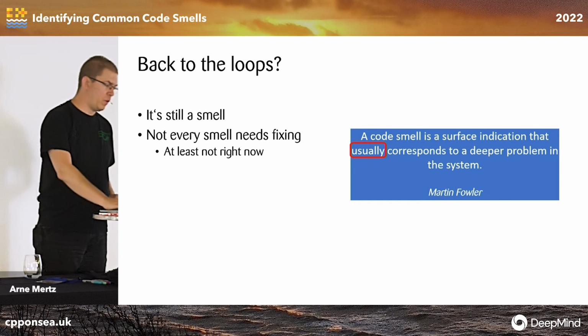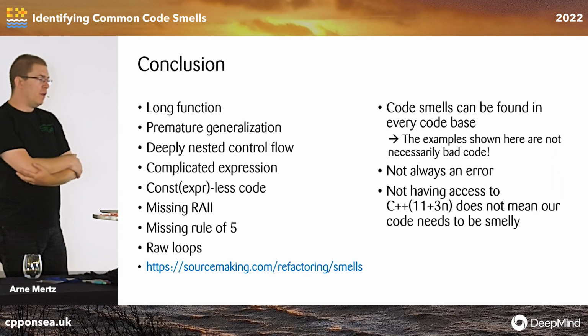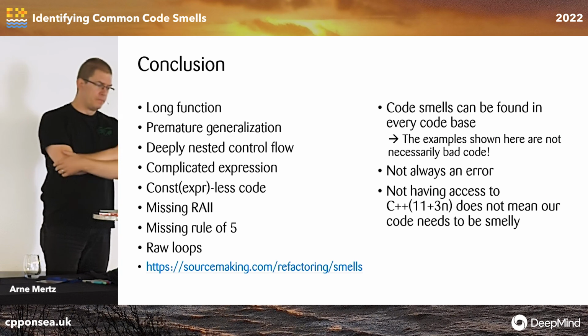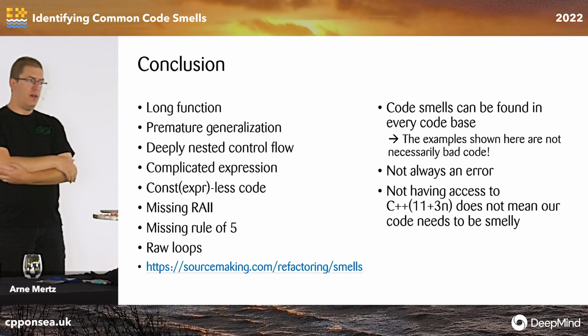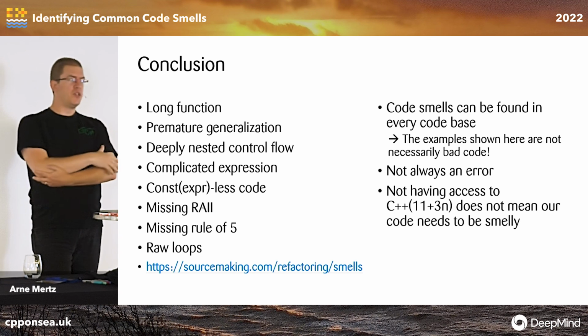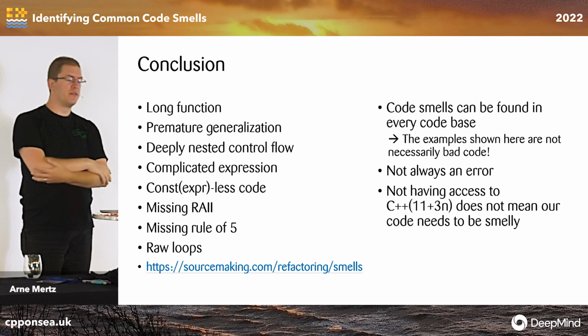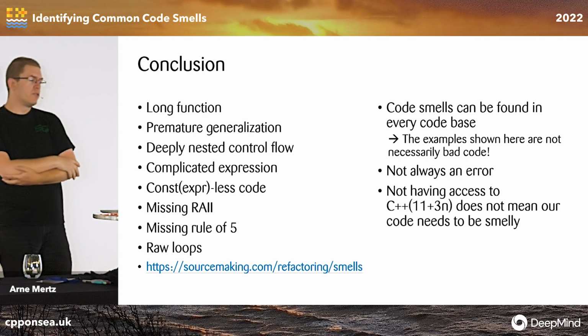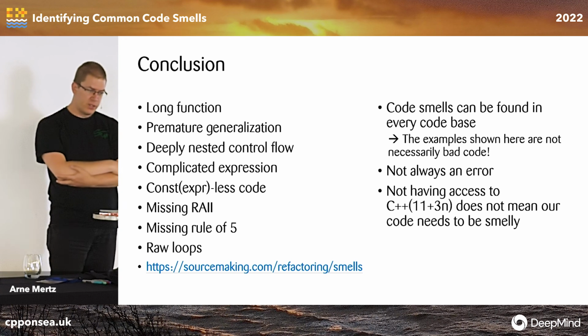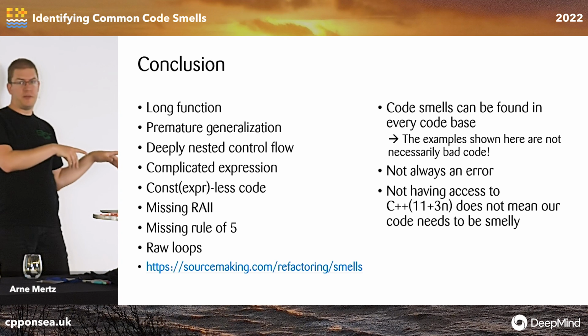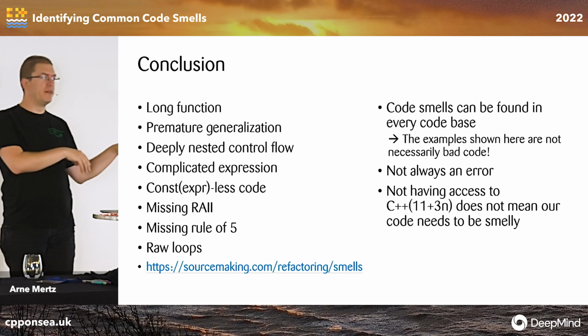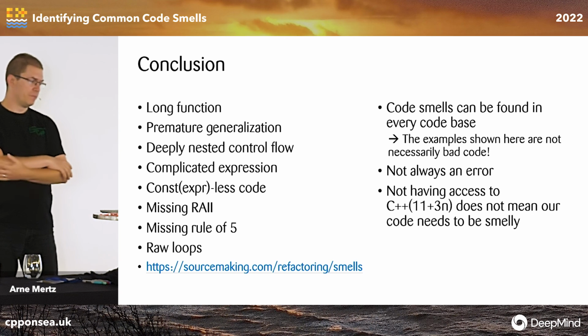So what we've talked about. You've seen the long functions, premature generalization, magic numbers, or magic color in this case, on the side. We had the deeply nested control flows and the complicated expressions. Those were more general code smells. Those are not C++ specific, right? You have the same code smells in Java, in Python, in any language.